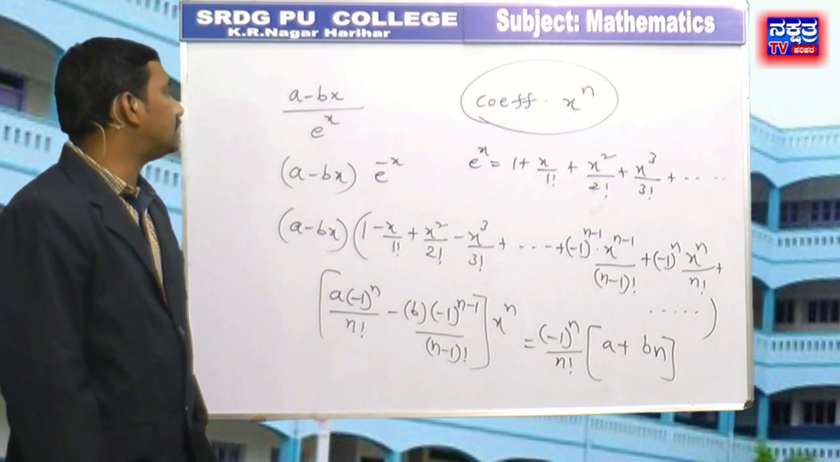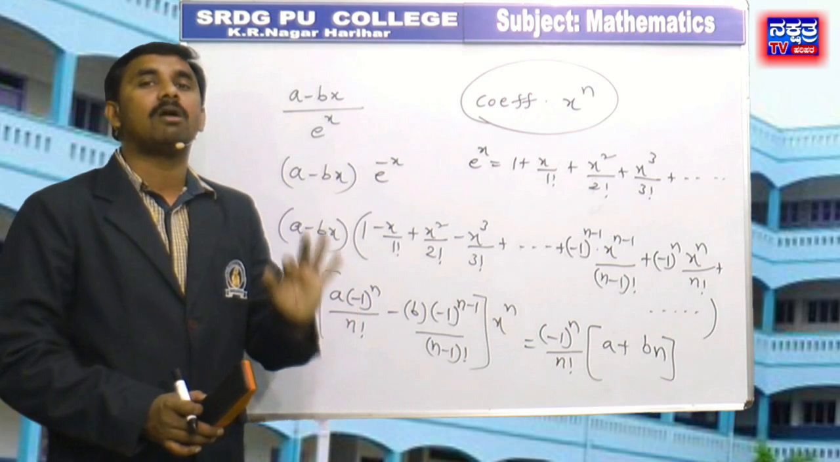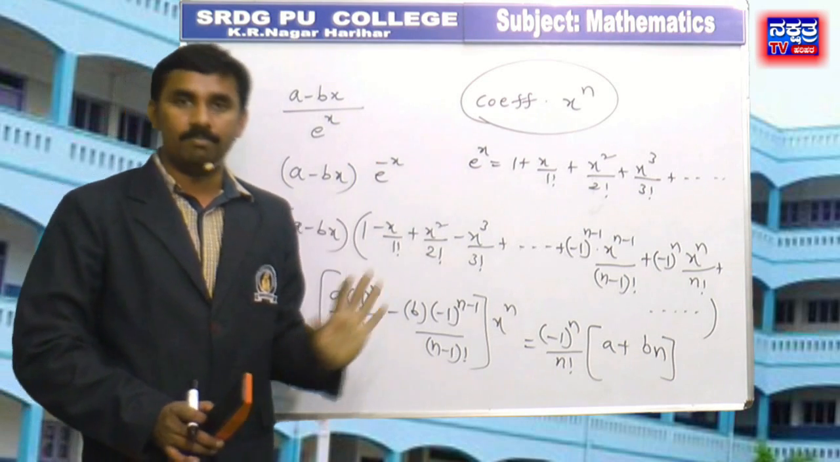Here what we have to observe: not only the coefficient of x^n, they can ask any coefficient of x^n form.